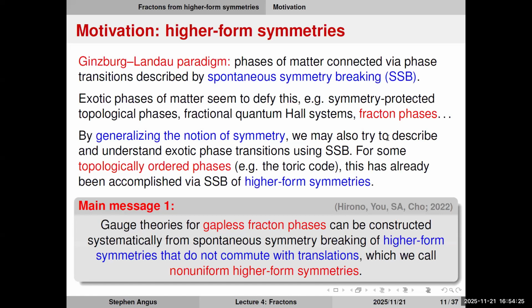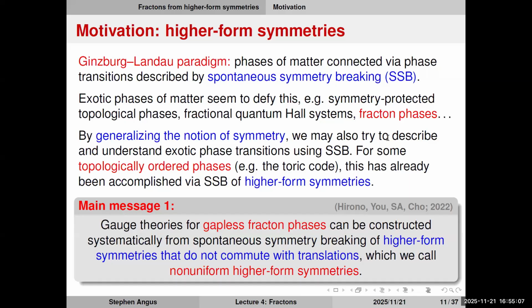Usually we can understand symmetries through the Ginzburg-Landau paradigm, where different phases of matter are connected via phase transitions, which we describe with some order parameter. Usually when that order parameter has a non-zero vacuum expectation value, that corresponds to spontaneous symmetry breaking. You can think of a complex scalar with a Mexican hat potential. In the broken symmetry phase, the field is lying on the rim of the hat and it has a non-zero expectation value.